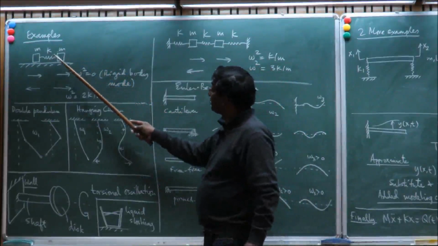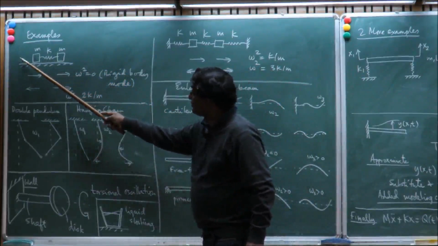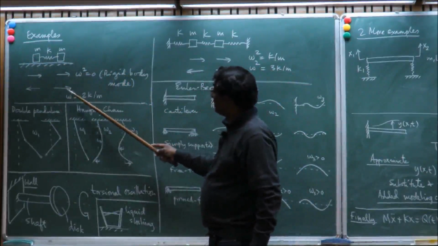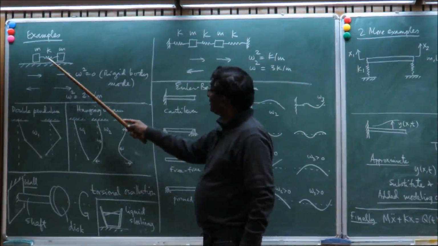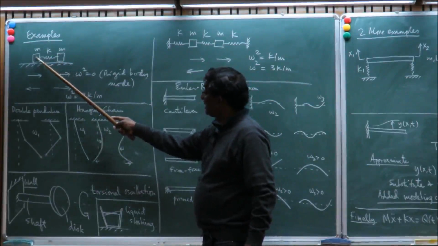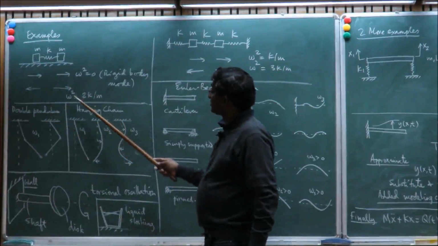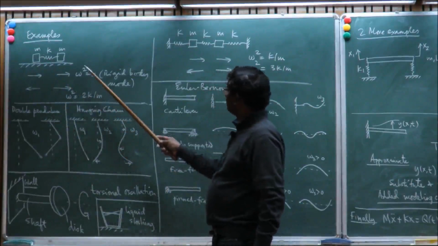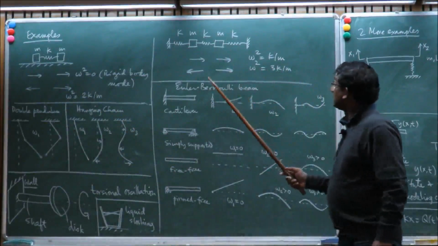There is another mode where this one moves left and this one moves right by equal amounts, and then the middle of the spring is stationary. So this mass actually sees a spring stiffness of 2K, as does that mass, and so omega squared is 2K over m. Here is another example.